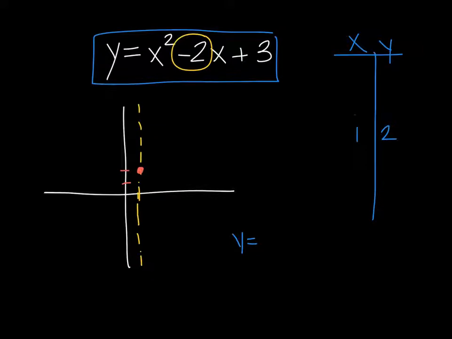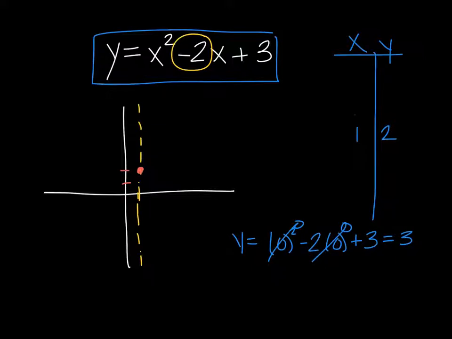So if I plug in 0 for x, using parentheses always, I plug in 0, I plug in 0, and the coolness about 0 is that 0 squared is 0, and 2 times 0 is 0, so really we just have 0 minus 0 plus 3, and we just get 3.